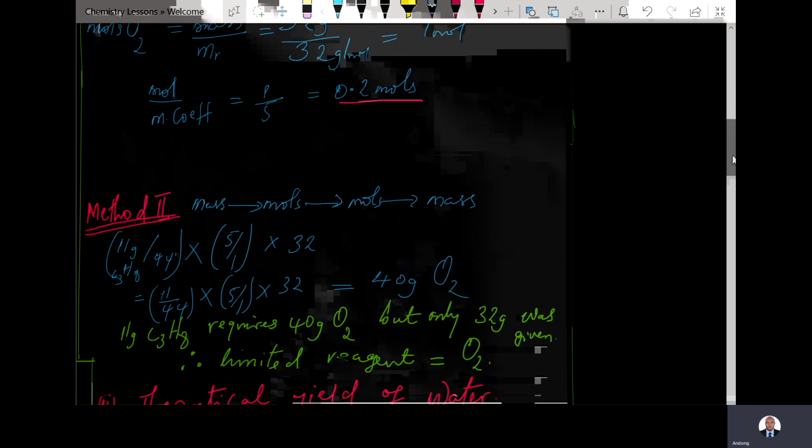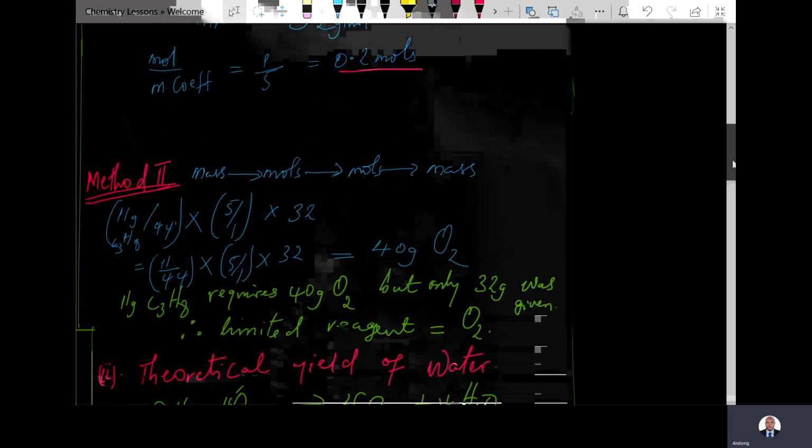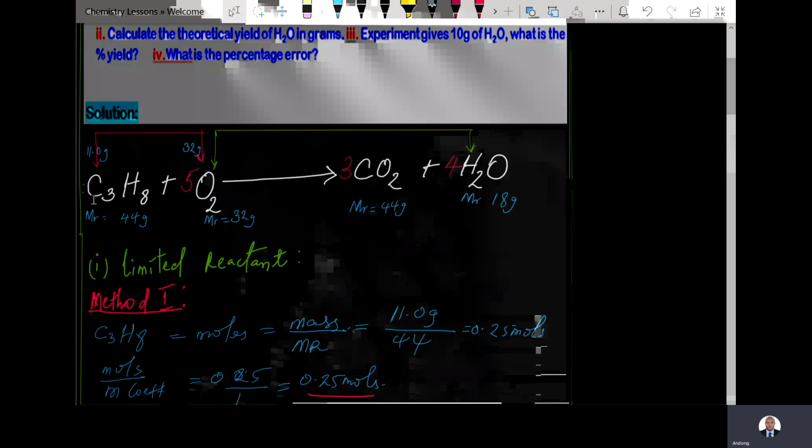Method number 2, you can use mass to mass conversion. In that case, you are going to convert the mass of the two reactants, propane and oxygen. Mass to mass conversion.